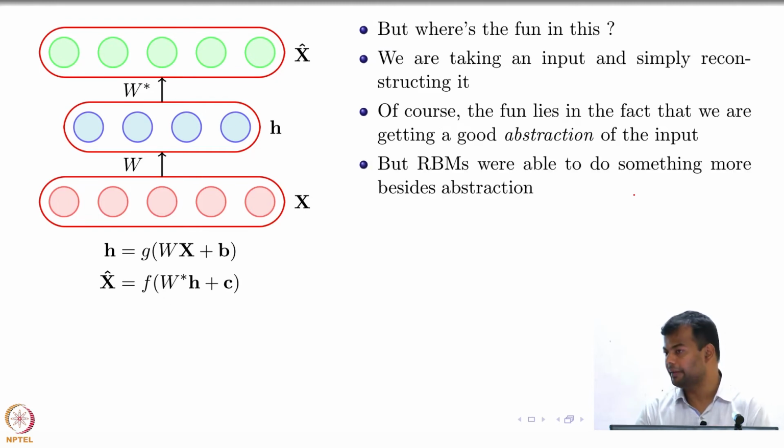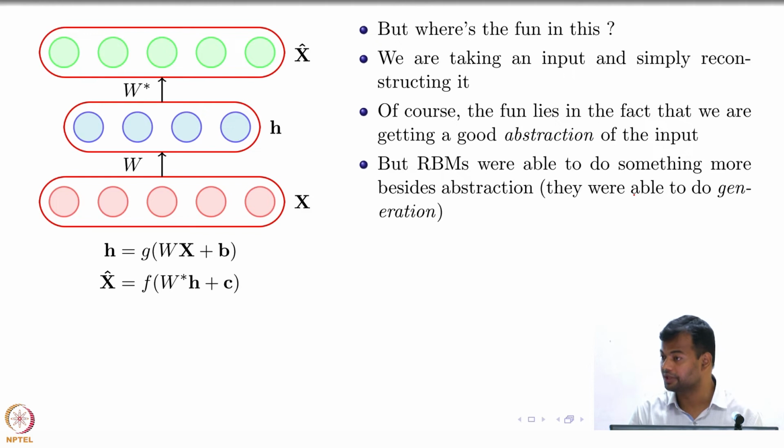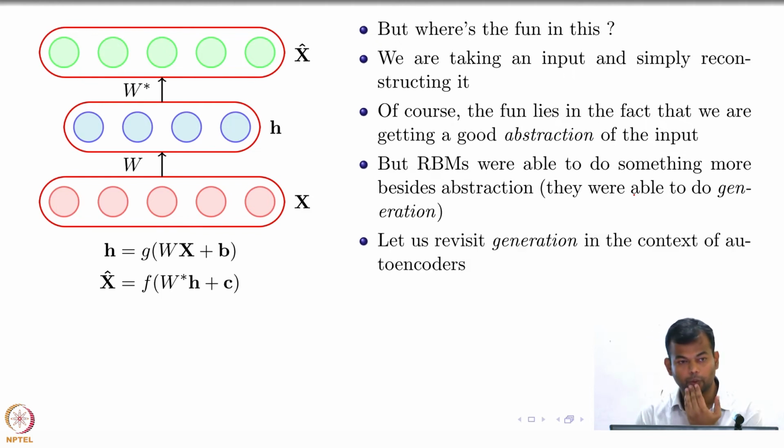But RBMs were able to do something more than abstraction. What is it that they were able to do? Generation. So RBMs were also able to do generation. Can you do generation with an autoencoder? What does that even mean? What would generation mean? What is the input and what is the output? What's the input?